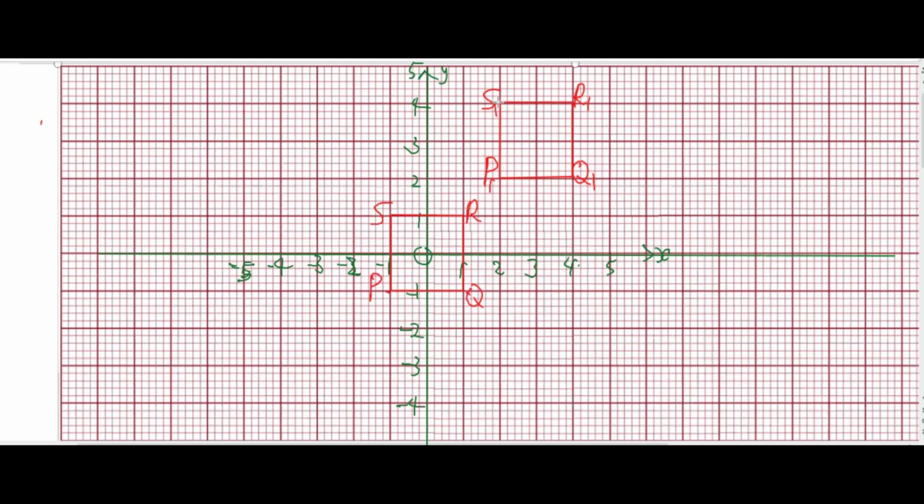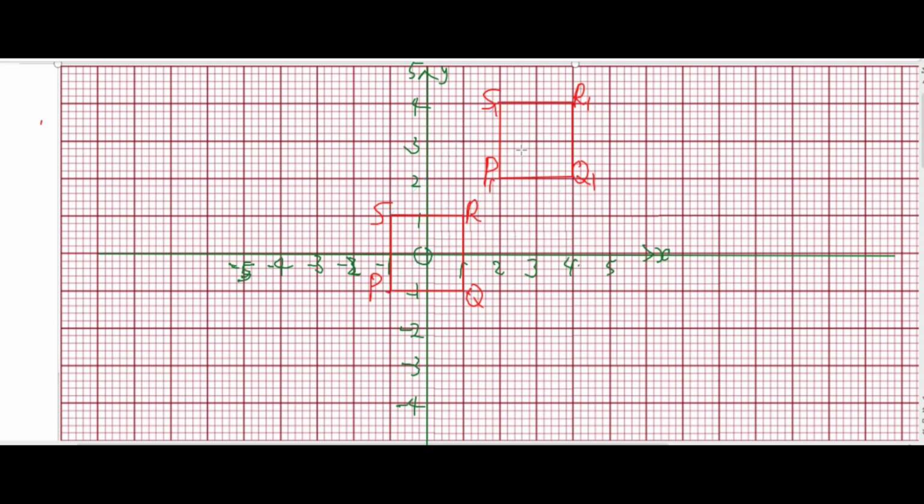We can easily see that if you join S and S1, R and R1, P and P1, and Q and Q1, it implies that we have moved this quadrilateral along this straight path to this place. So that is why we said translation is like sliding objects along straight paths.